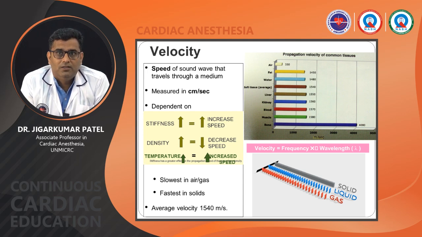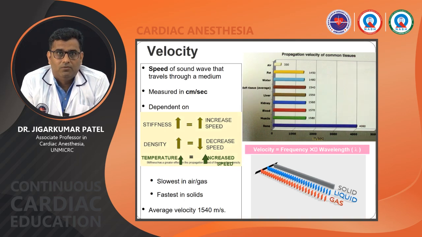As you see in this image, the lower image, sound wave travels faster in solid and slowest in air or gas. In the human body, average velocity is around 1540 meter per second. Most tissues transmit the sound wave at the rate of 1540 meter per second, so we take it as a reference speed.